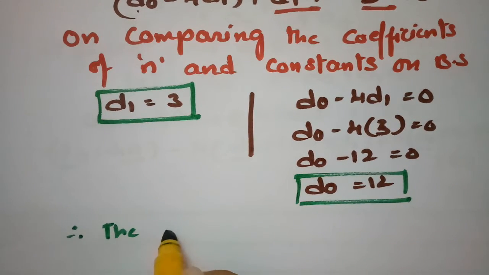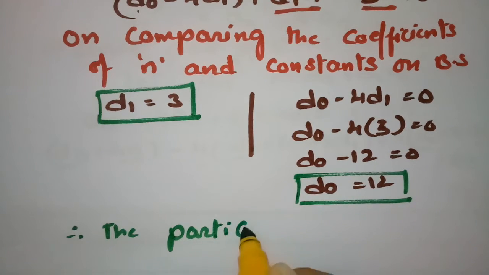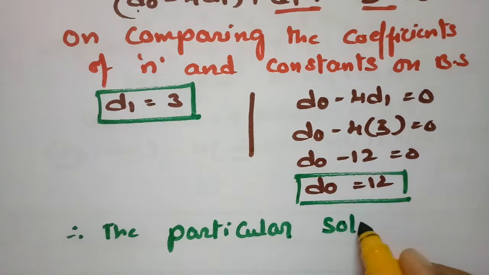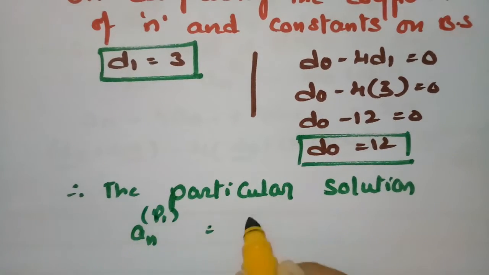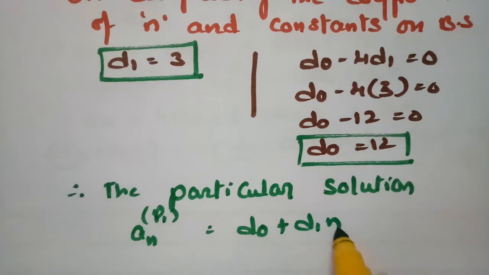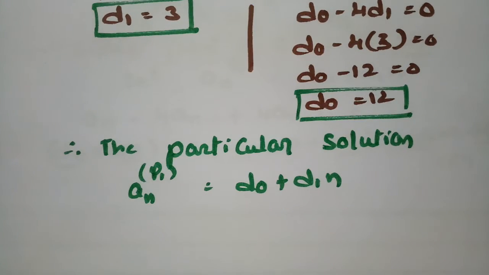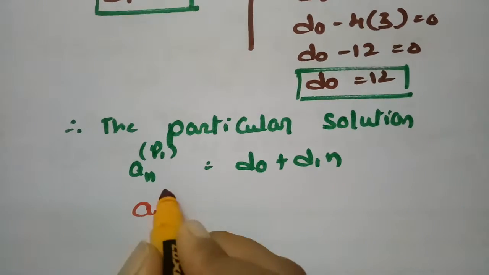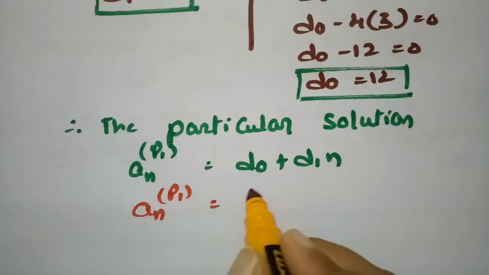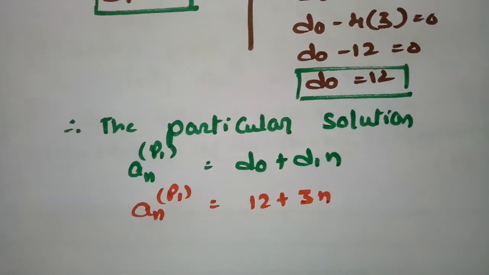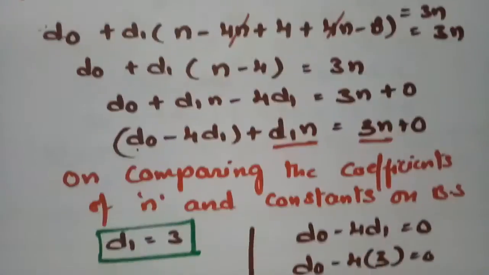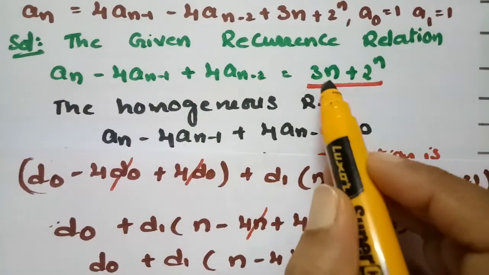Therefore the particular solution 1 will be a_n(p1) is equal to, we concluded that d0 plus d1n, and we assumed. Therefore this value will be a_n of the first particular solution is equal to, what is d0? This is 12 plus, what is d1? This is 3. This is 3n. So we got the first value as 12 plus 3n, and now we have to consider the second particular solution. See here, so for 3n it is completed.